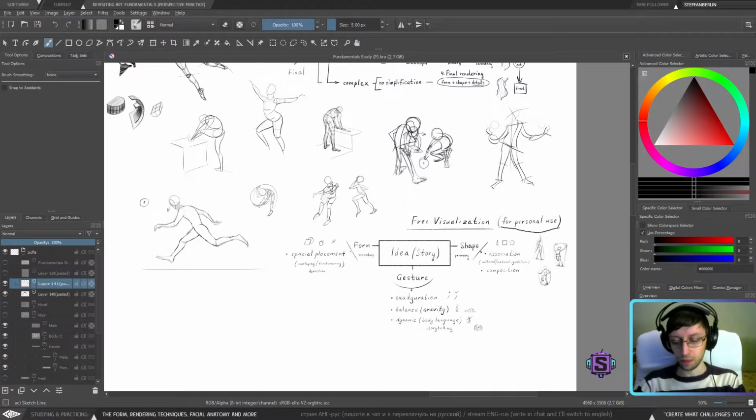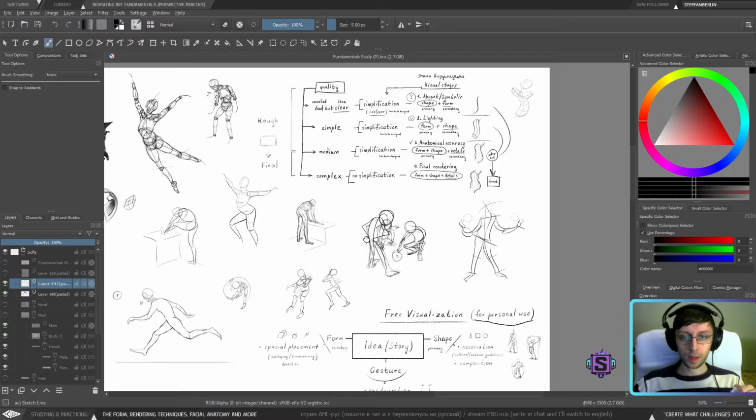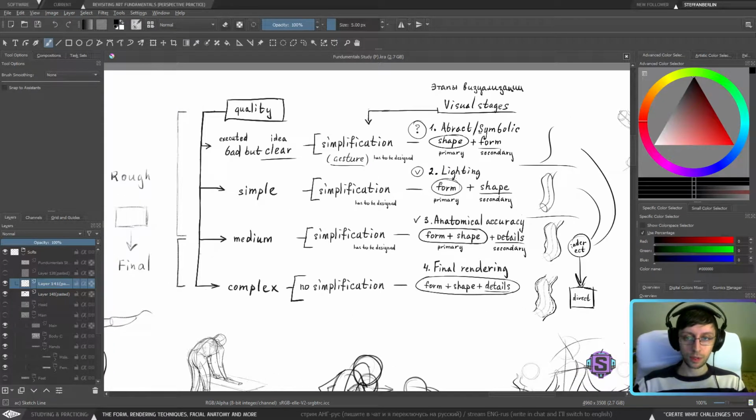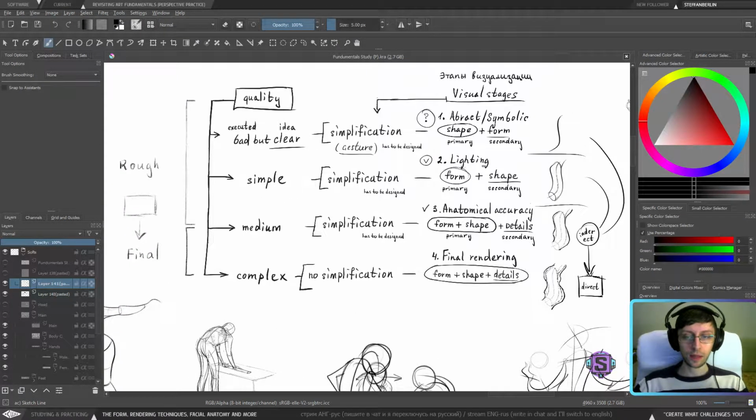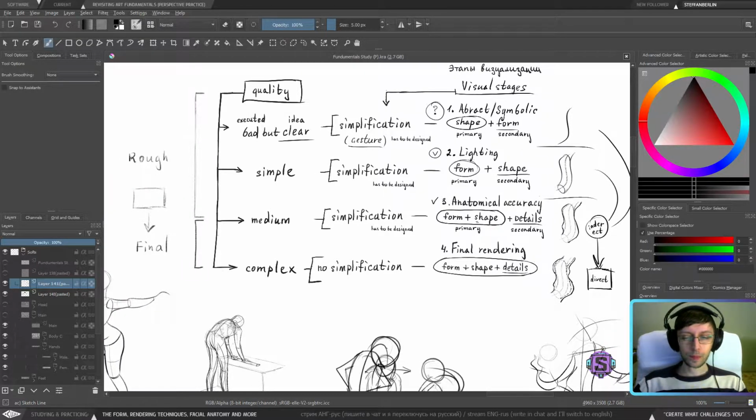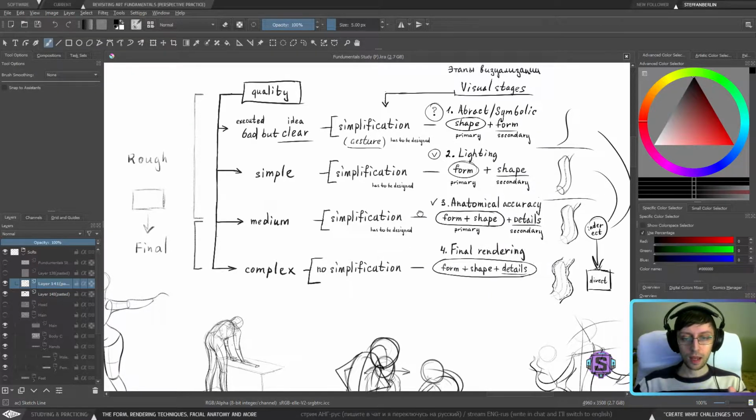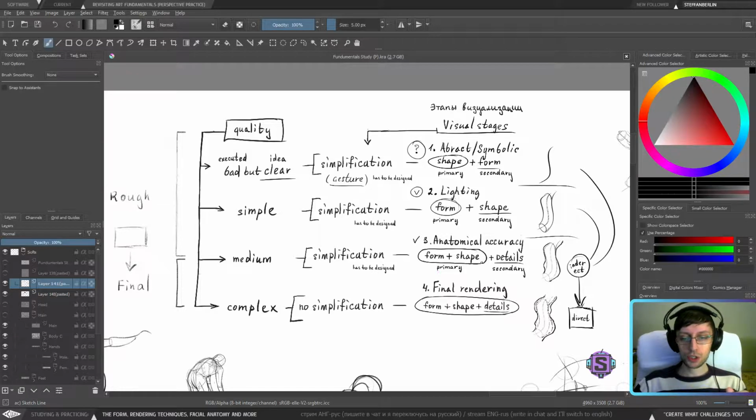Again, I talked before on English streams about the concept of visual stages and the fact that we created a simplified version for lighting purposes. We worked on simplification for anatomical accuracy purposes. You don't have to simplify necessarily in final rendering, so it's not necessarily that important.